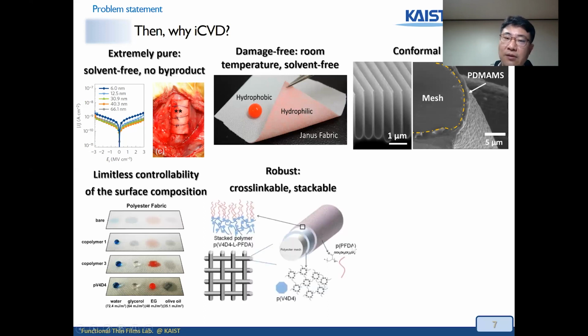And we can also stack the polymer film. We can cross-link the polymer film. During the process, we can add a cross-linker, and so we can add as much film as we want. And in a very conformal way, we can stack the film.